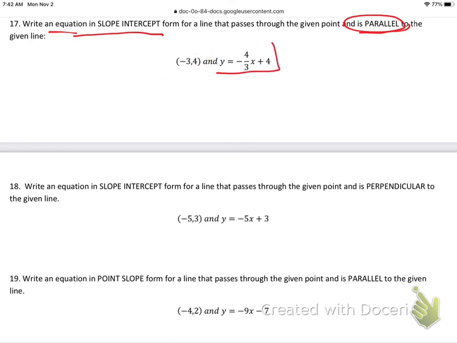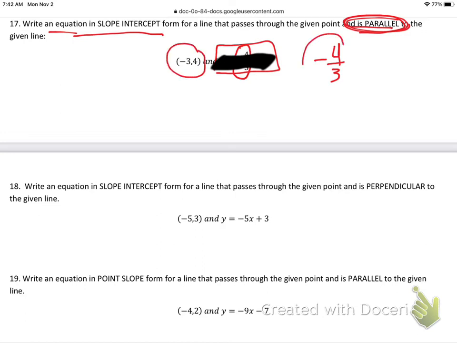So I look first at this right here, the equation, and I look at the slope. The slope would be -4/3. Okay? So since the line is going to be parallel, I leave the slope the same. I don't have to do anything to it. So now, since I've done that, I am done with this right here. All I need to worry about is this point and this slope. Because when you think about it, my m is -4/3. My x is -3. And my y is 4.